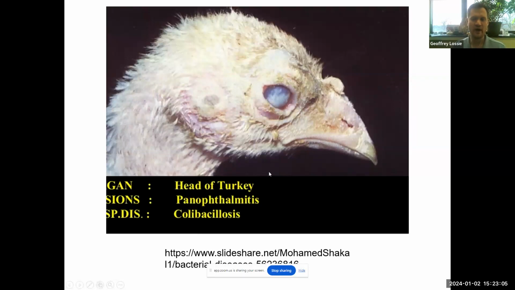This is an example of a bird, in this case a turkey, with some panophthalmitis, or an ocular infection, due to E. coli.